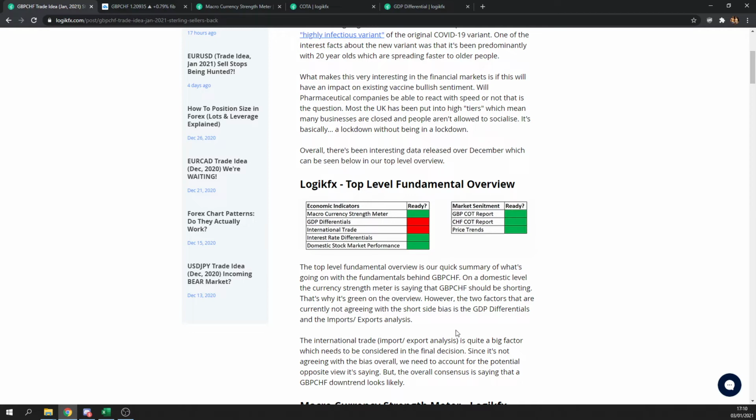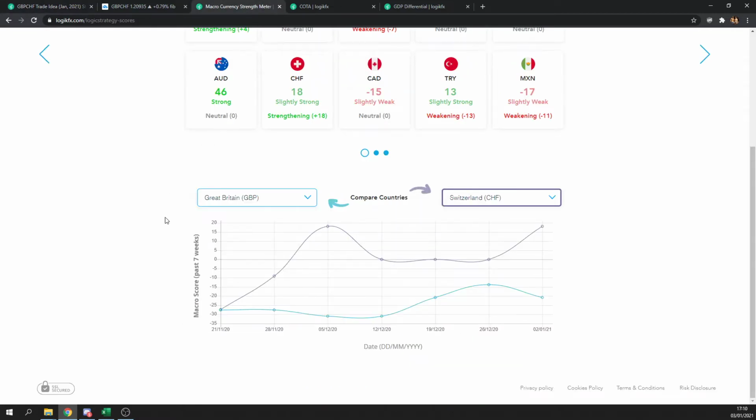If you're not familiar with this, green means it's ready, red means it's not ready, then we might have an amber or a grey, which means it's neutral. So what's ready on our analysis? Well, the macro currency strength meter is ready, so let's go have a look at that.